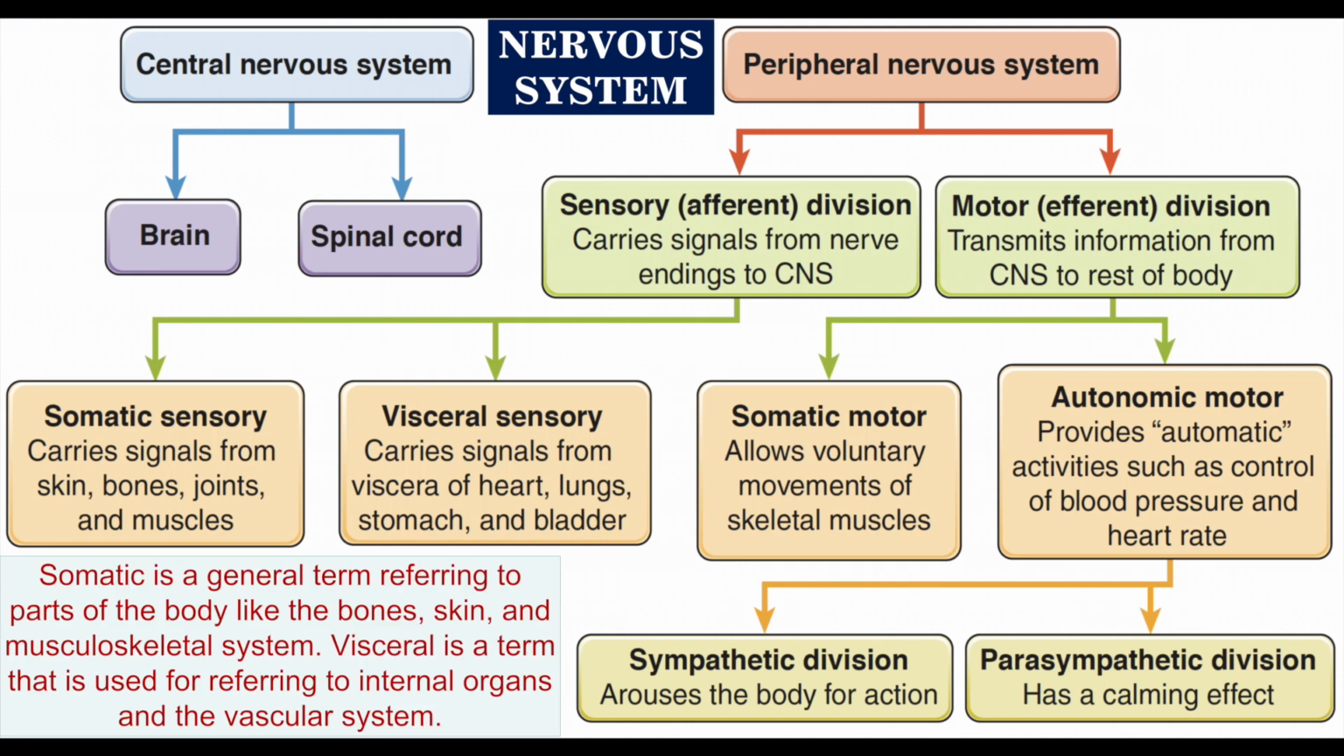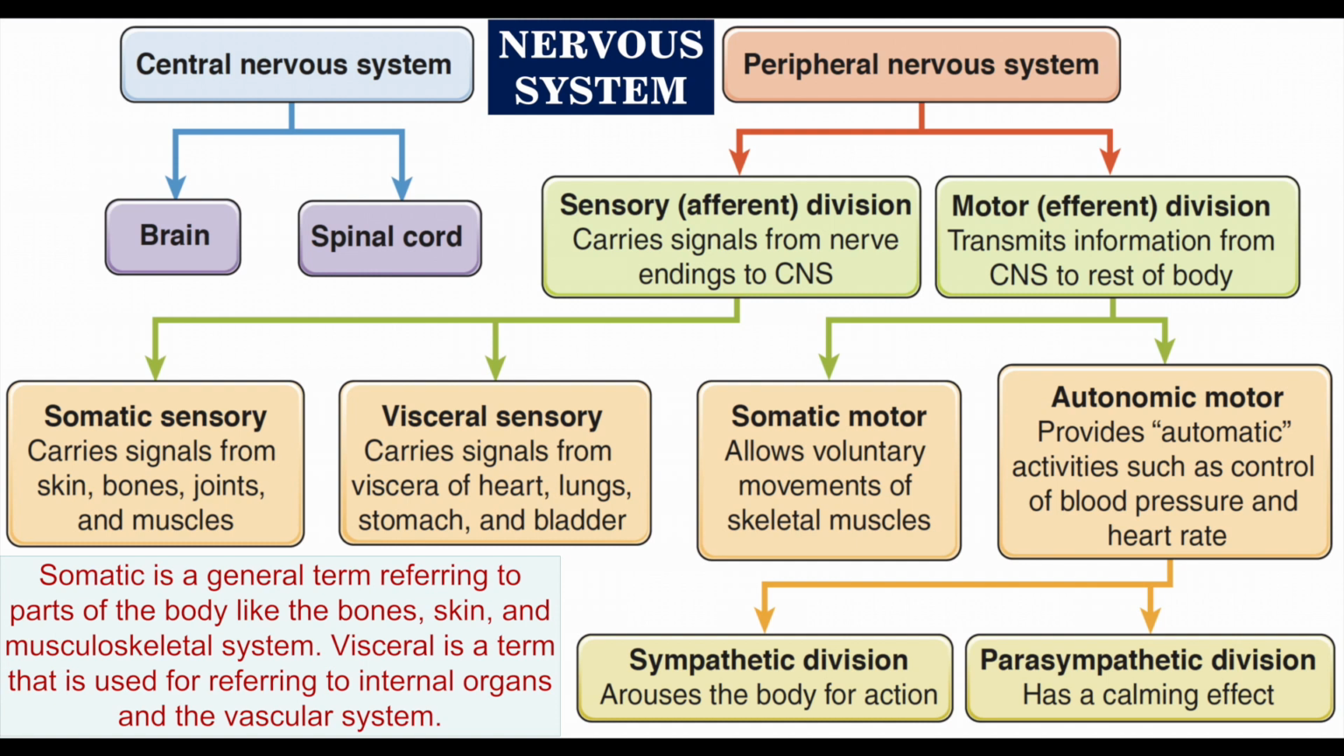Somatic is a general term referring to parts of the body like the bones, skin and musculoskeletal system. Visceral is a term used for referring to internal organs and the vascular system. The motor or efferent division, which carries information from the CNS to the rest of the body, is divided again into two, somatic motor and autonomic motor. The autonomic motor is again divided into two, sympathetic division and parasympathetic division.